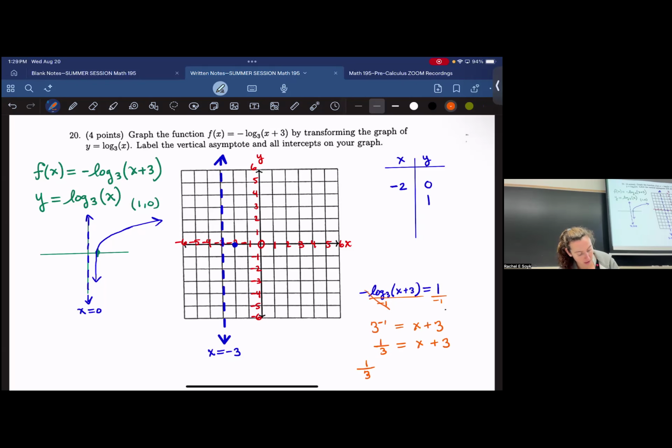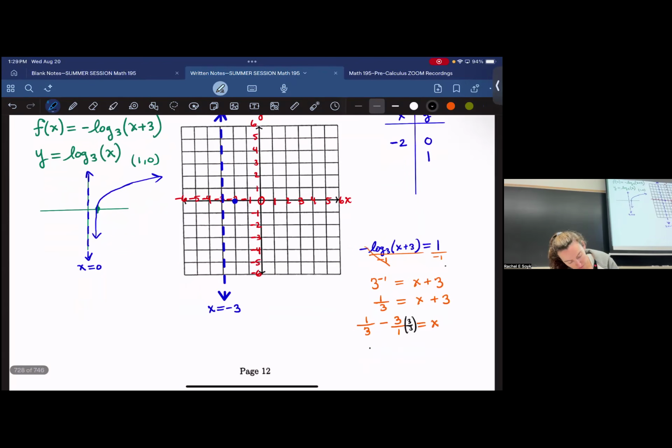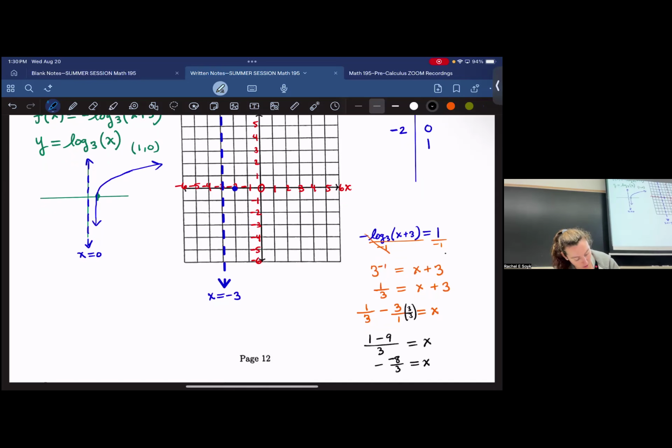Subtract 3 from both sides. Get a common denominator. And we're looking at 1 minus 9 over 3, which is -8 over 3. -8 over 3 is, as a mixed fraction, -2 and 2/3.